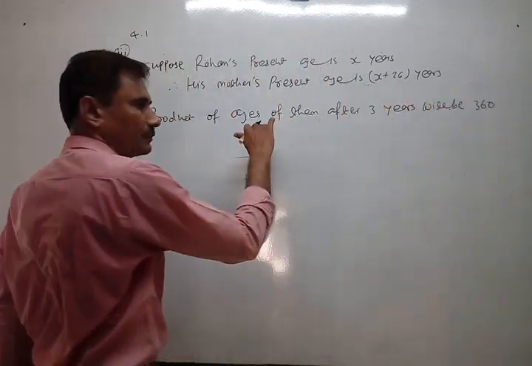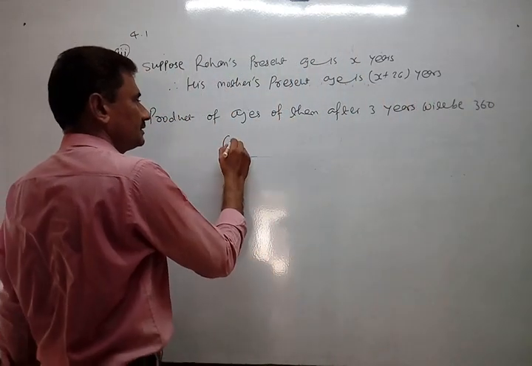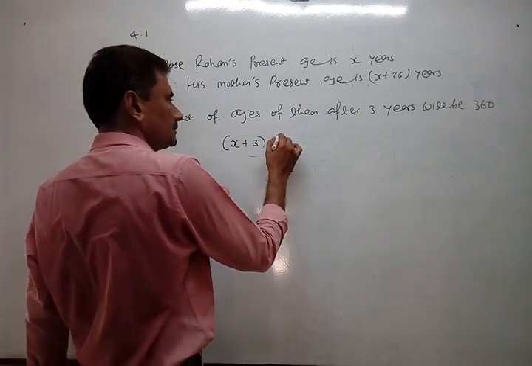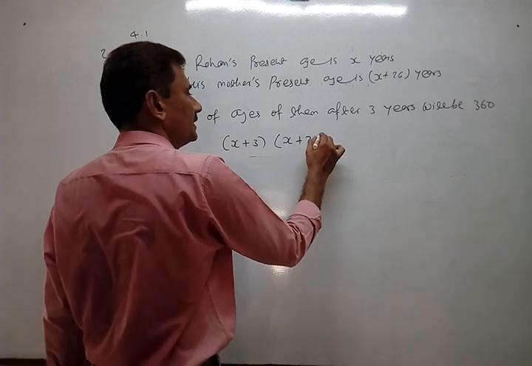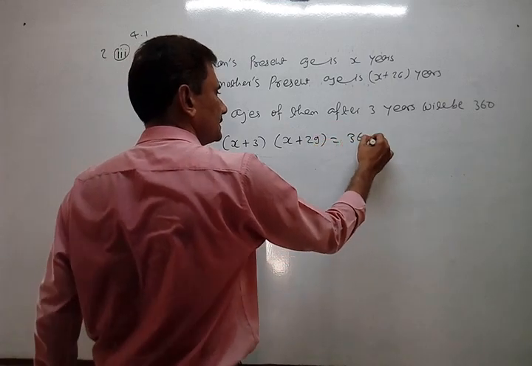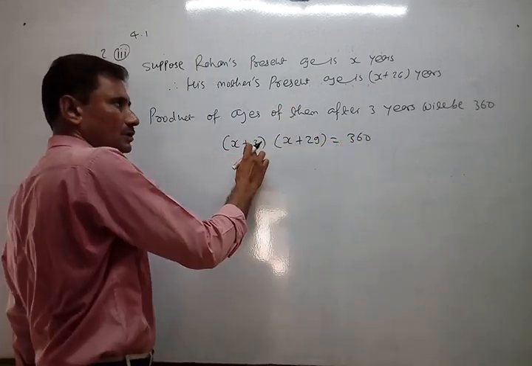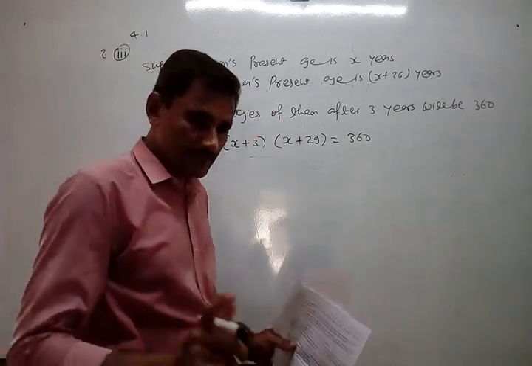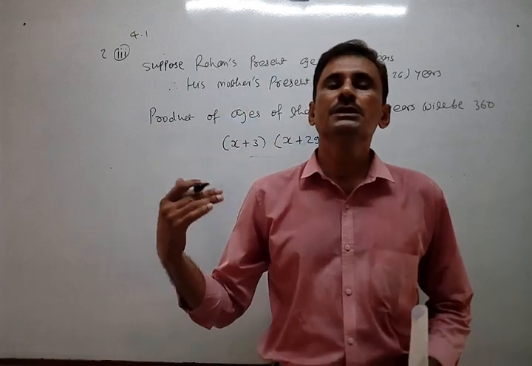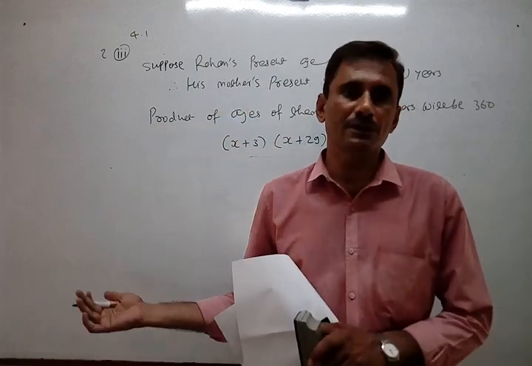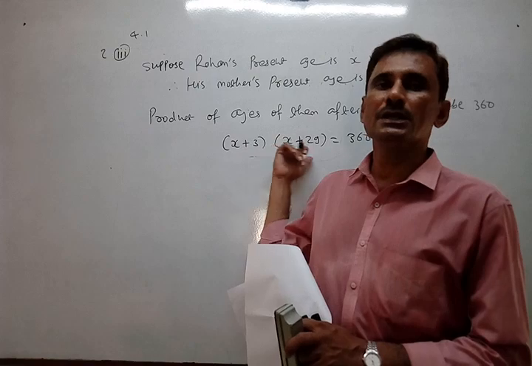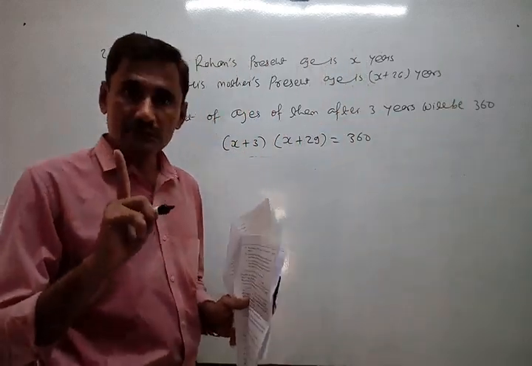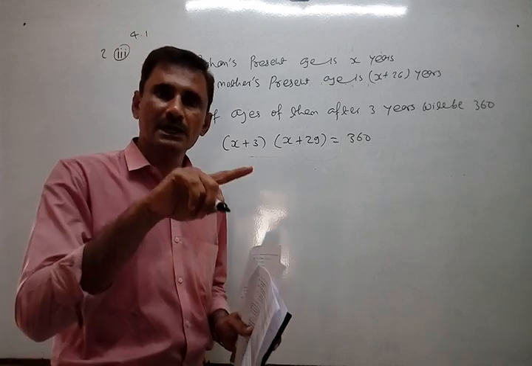Obviously the product of both is 360, but Rohan at that time will be x plus 3 years, and his mother will be x plus 29 years, and that product is given as 360. Don't write here only x or x plus 26, because they are not talking of age right now, but 3 years later, 3 years after. So add 3 years in both. But suppose only the present age, never of past, never of future.